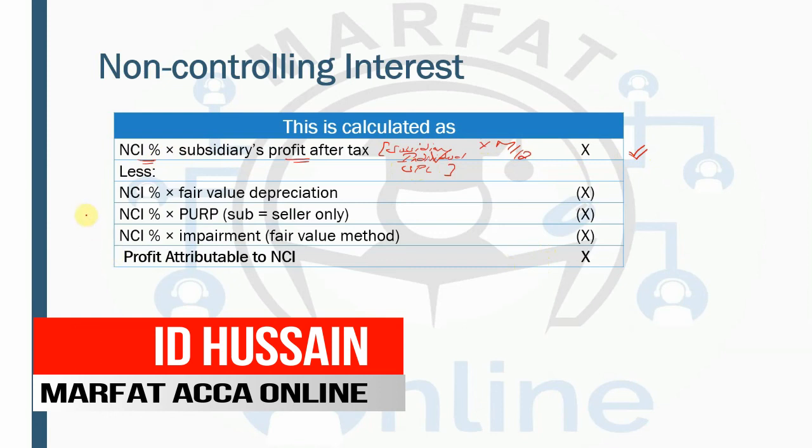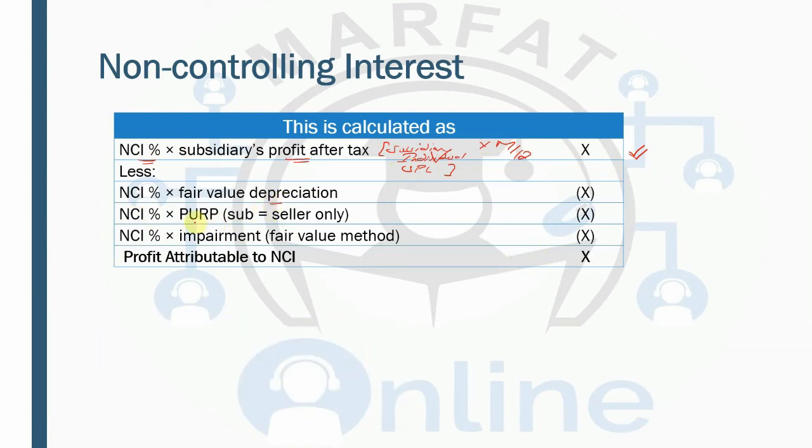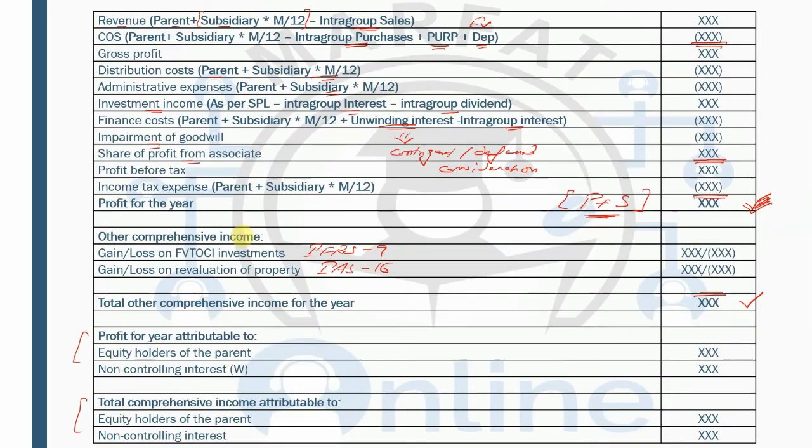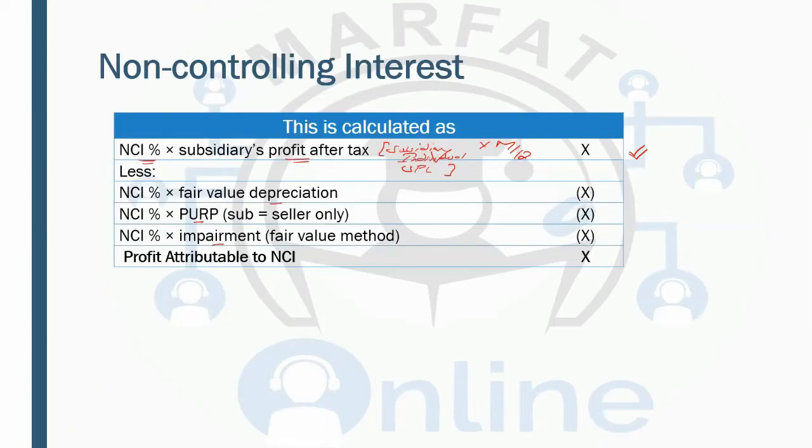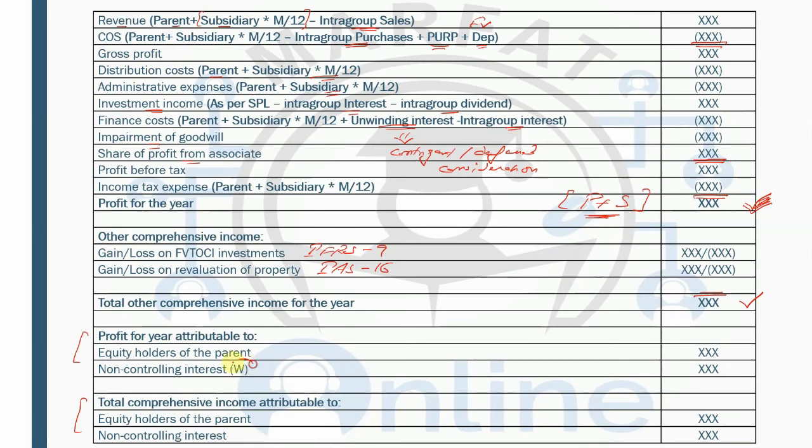Now, if you are thinking that we have already incorporated the depreciation, the unrealized profit and the impairment in the consolidated statement of profit or loss, you are right. But if you see, we are taking the subsidiary's profit from the individual financial statement, and these are not adjusted. So you have to adjust these things. Three things: the fair value depreciation, unrealized profit if the subsidiary is the seller, and impairment. And you multiply it by the NCI percentage. The net figure you will get is the profit attributable to the non-controlling interest. So you will take this figure over here, and that NCI figure will be presented.